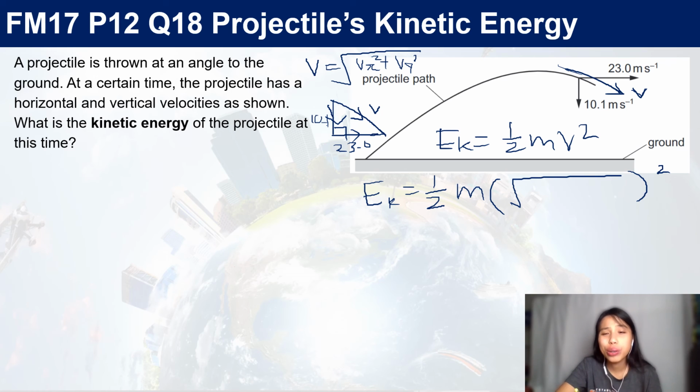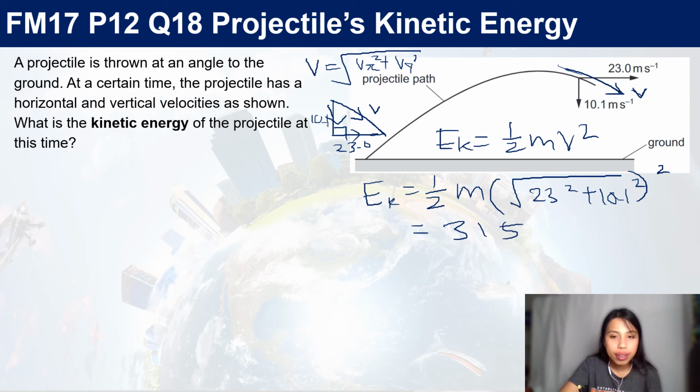Actually, the square root kind of goes away, but I'll write out everything. So 23 squared plus 10.1 squared. That's how we can find the kinetic energy. Well, we don't really have a mass. That's okay. I'll just leave it in terms of m. So I have 23 squared plus 10.1 squared, the whole thing times 0.5. So roughly 315.5 m. m is a mass, whatever that is, how many kg I want to plug in.